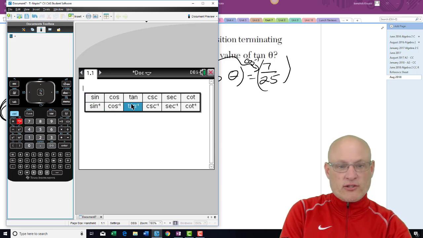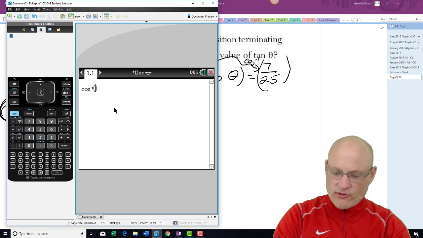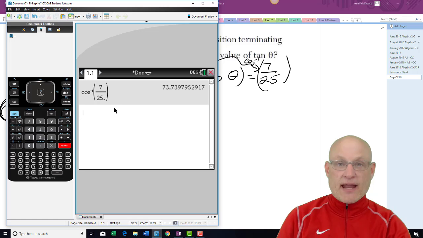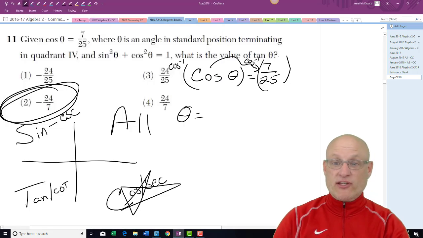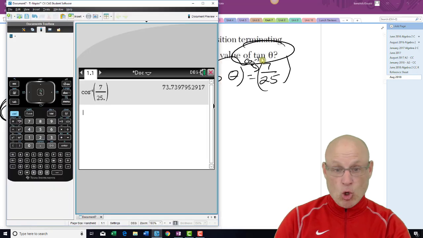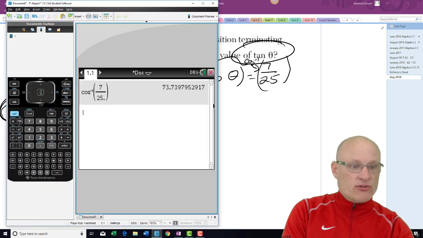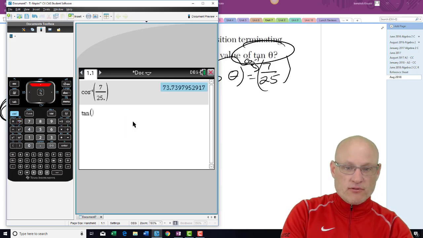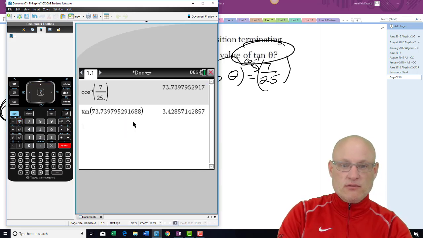Inverse cosine of 7 divided by 25. And I get that, so my theta is 73 point something. So that's what theta is. Now they said, okay, what's the tangent of theta? Okay, let me find the tangent of theta. So I go, okay, the tangent of theta is that.